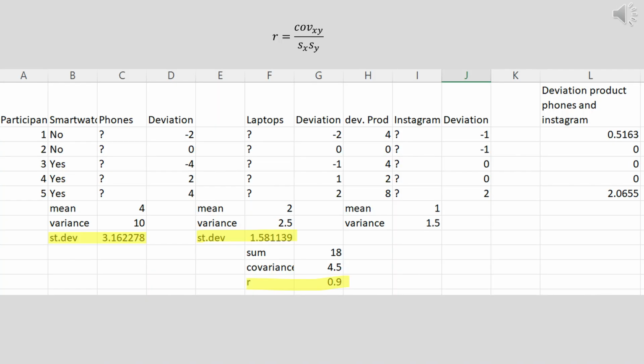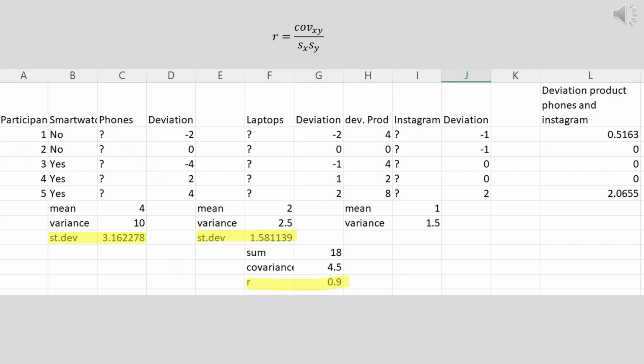All right, well, we have to remember, how do we find the correlation coefficient in the first place? You have to divide the covariance by the products of standard deviation of X and standard deviation of Y. Well, again, the standard deviation wasn't originally on this Excel sheet. What you'd need to do is just take the square root of the variance for phones and the variance for laptops. That gives you the standard deviation.